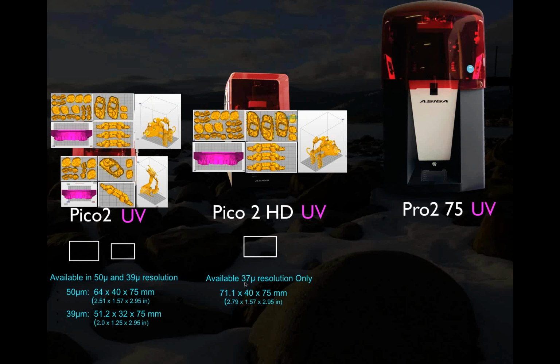So the Pico 2 HD is a 37 micron resolution machine, which is actually better than the best resolution on the Pico 2, hence the HD. And if you'll notice, it actually has a slightly bigger build area than the 50 micron version of the Pico 2. So if all you do is crown and bridge, and you're really interested in the best reproduction of your designs, this might be a good one to look at. Very high resolution, super fine margins, 0.03 millimeters for your margin offsets. Super fine.